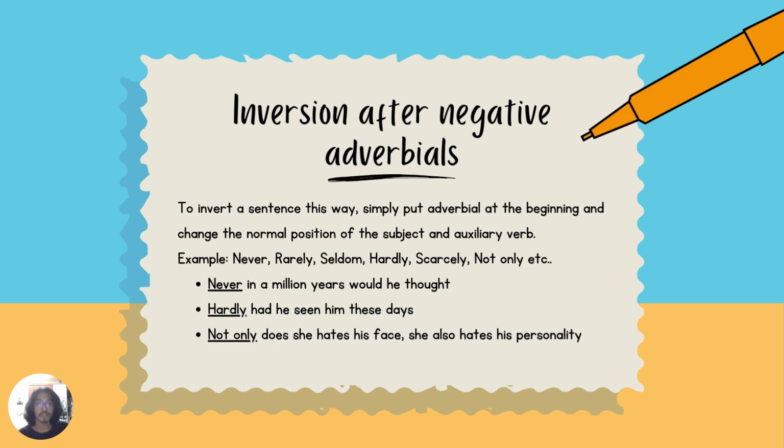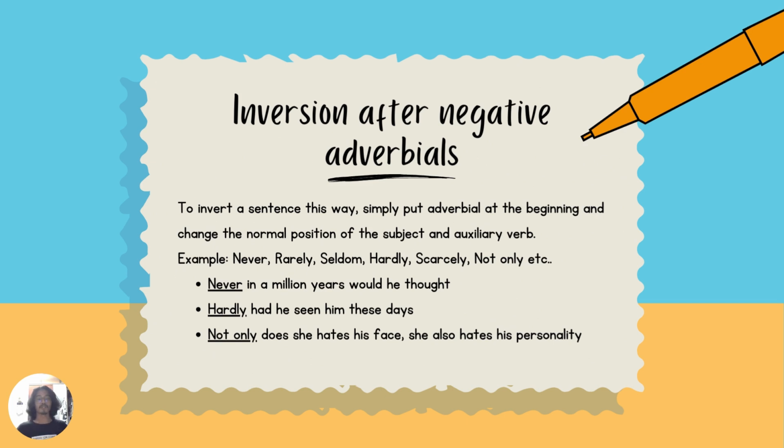There are also inversions that are used after negative adverbials. So to invert a sentence this way, simply put the adverbial at the beginning and change the normal position of the subject and auxiliary verb. For example, we can use never, rarely, seldom, hardly, scarcely, not only, barely, and so on.